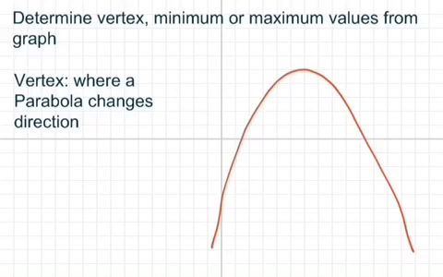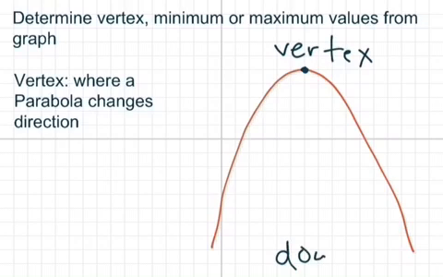Next, let's talk about how to determine the vertex and the minimum or maximum values from a graph. The vertex is where a parabola changes direction. So for example, with this parabola, it's going up, up, up, up, up, and then at some point it changes direction and starts going down. The point where it changes direction is what we identify as the vertex. If you have a downward opening parabola, like the one we have here, the vertex is going to be the maximum value. So in a parabola that opens down, we have our vertex as our maximum value, and we don't have a minimum value.